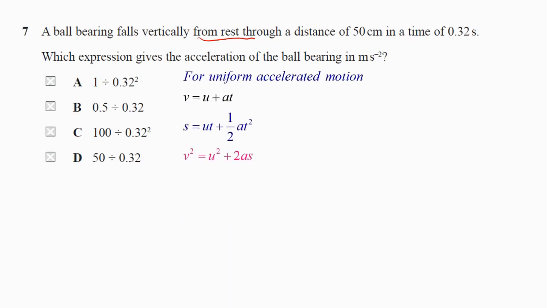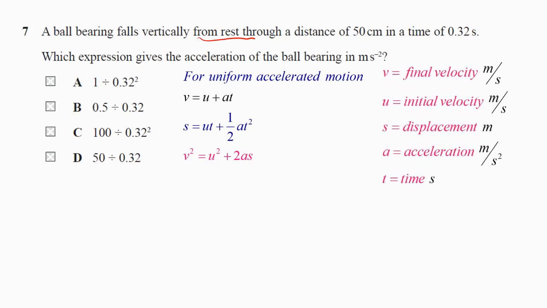For uniformly accelerated motion, we know some equations: v is equal to u plus at, s is equal to ut plus half at squared, and v squared is equal to u squared plus 2as. Where v is the final velocity of the motion, u is the initial velocity of the motion in meters per second, s is the displacement in meters, a is the acceleration in meters per second squared, and t represents the time in seconds.